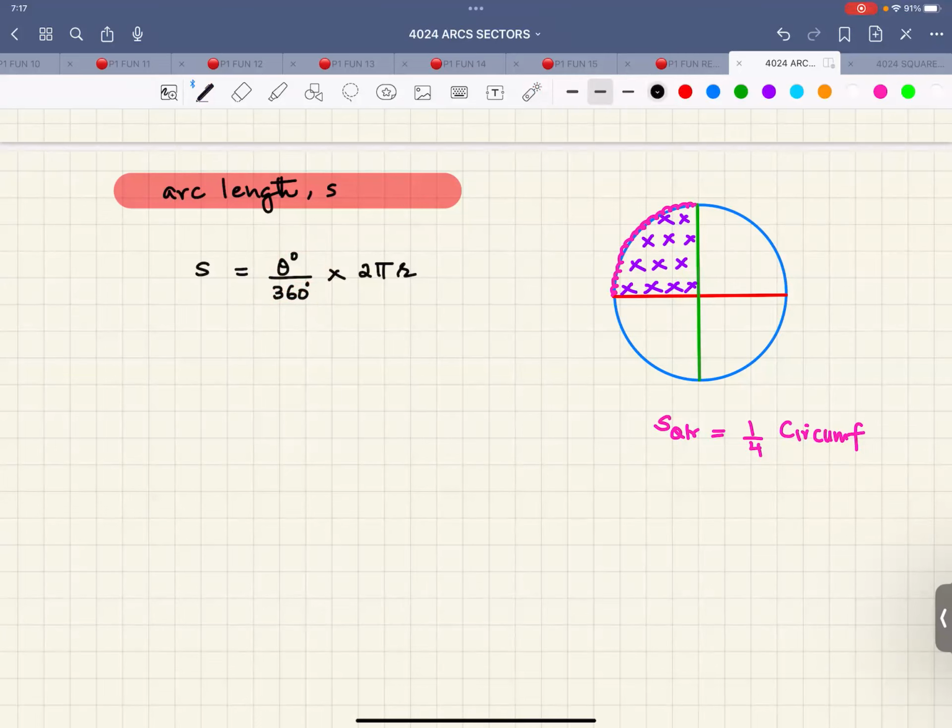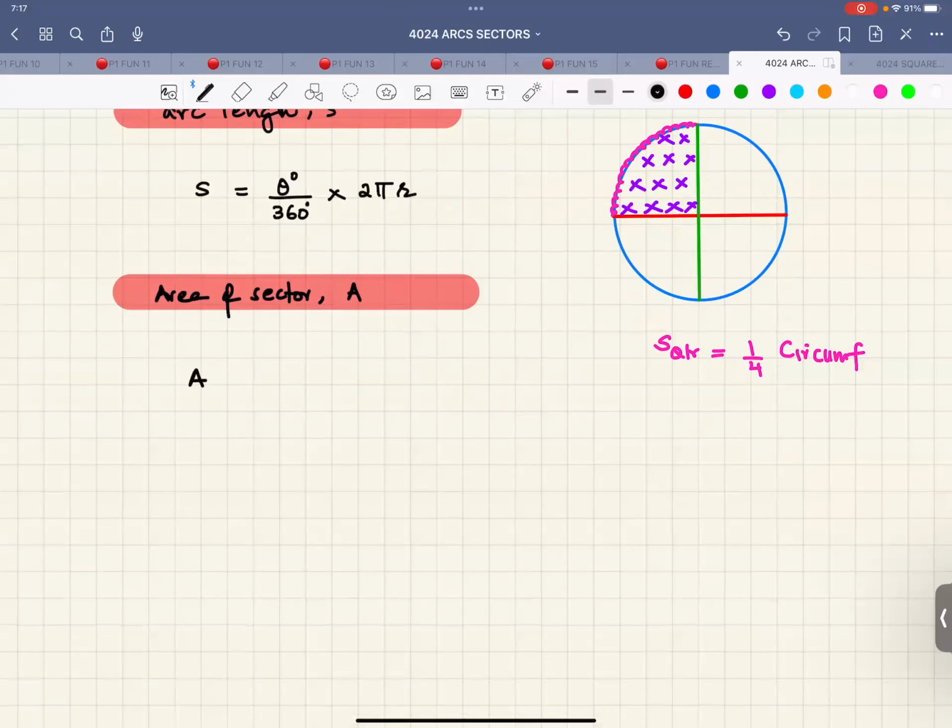Similarly, if we talk about area of sector, so now let me write down that another line over here, and let me erase this thing. So over here, let me write down the area of sector. Let's call it the symbol A. So area is theta over 360 degrees multiplying with pi r square.